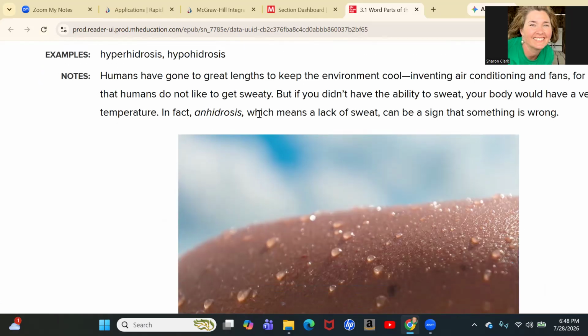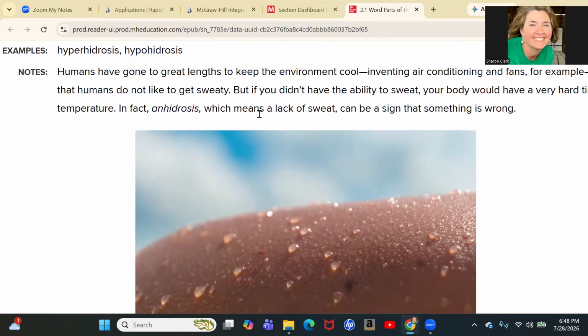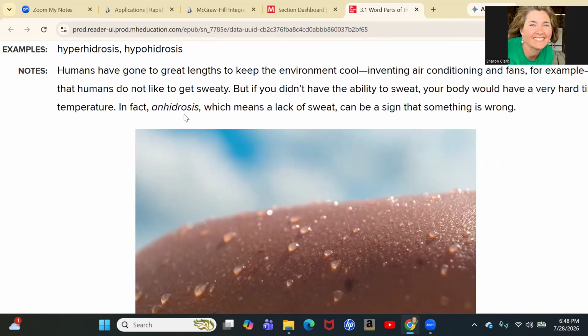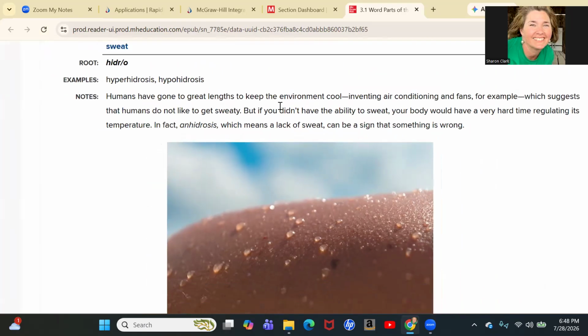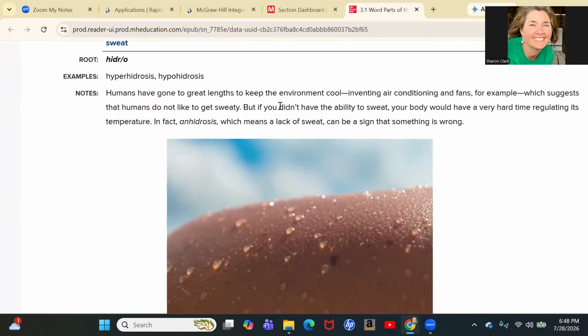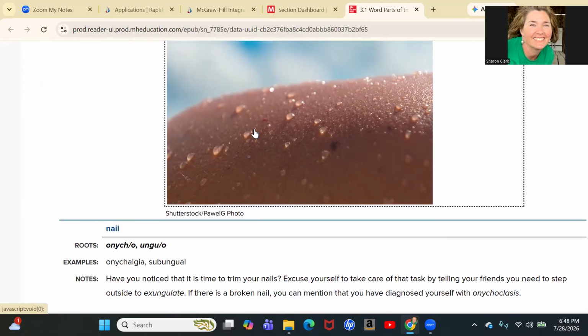And then anhidrosis can be life-threatening. Anhidrosis is lack of sweating, which is one of the warning signs of severe heat stroke. An is the prefix that means without or none. Hidro meaning sweat, osis, abnormal condition of.